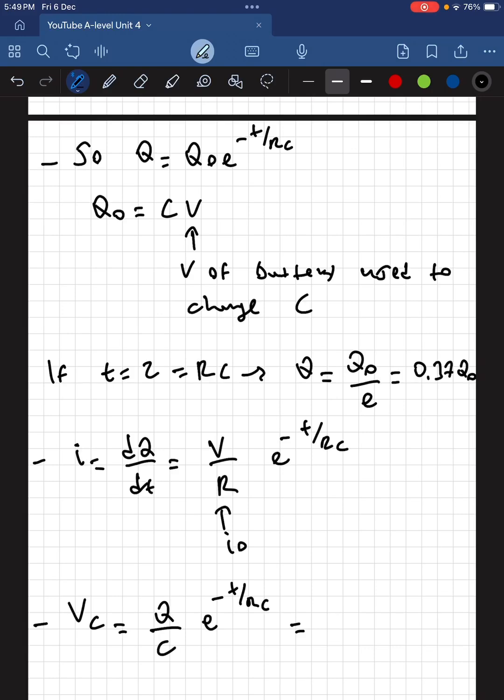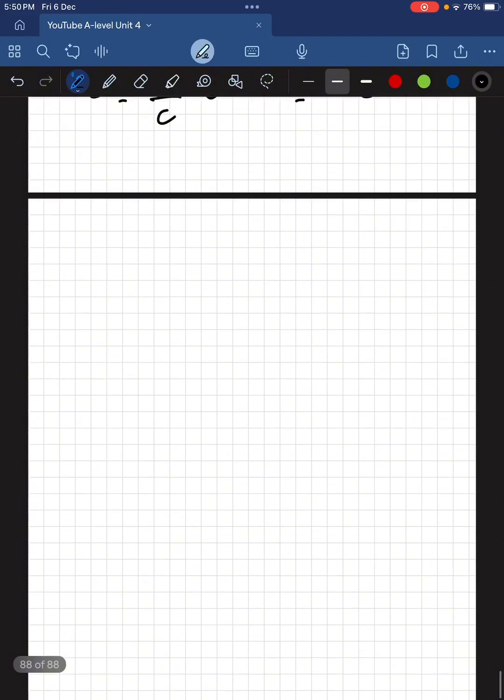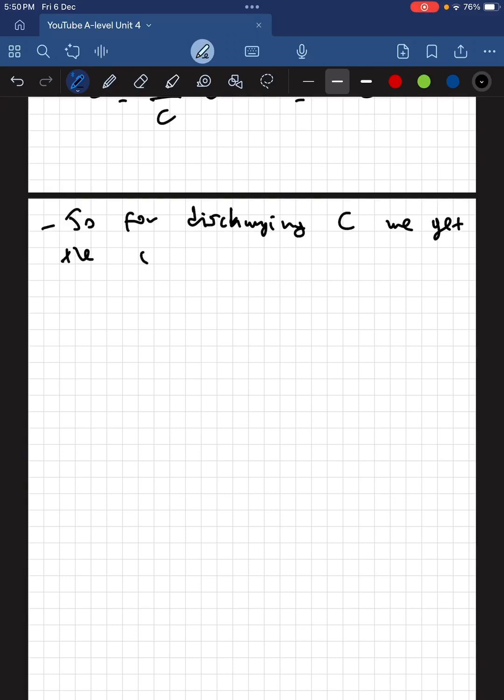So we simply get this Q naught. So we get V e to the minus t over RC. So this time the voltage drops to 0 exponentially. So all the curves have the same form. So for discharging the capacitor, we get the same plots. They all represent exponential decay.